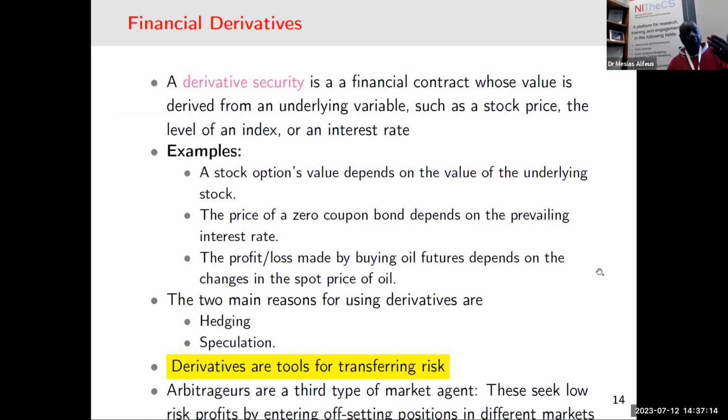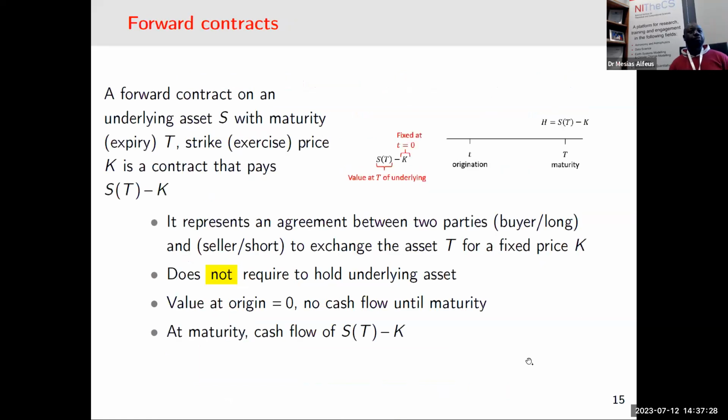Okay, so derivative securities are used for hedging, speculating, and also arbitrage. Arbitragers are one of the types of market agents who use a lot of this. Then we look at the types of derivatives. There are many types of derivative securities. And the first one, the basic one, is the forward contract.